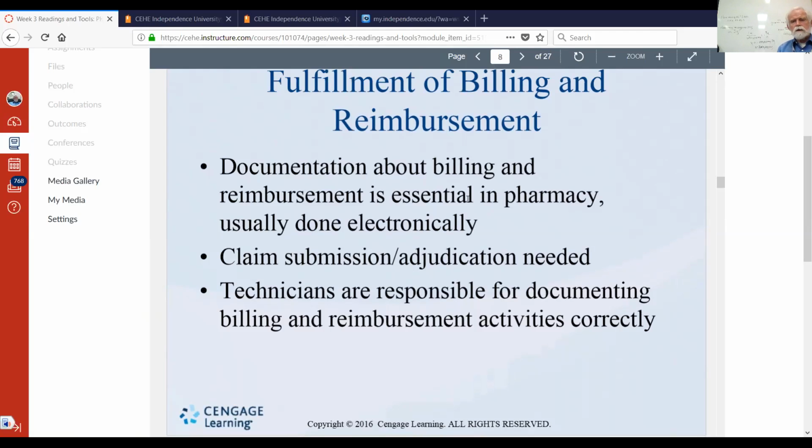So that is all done in the pharmacy. The reimbursement is done electronically. The application, the submission. Sometimes they're rejected, and you try again. And as a technician working in a pharmacy, all of this stuff is part of your responsibility. It's just billing and documentation.